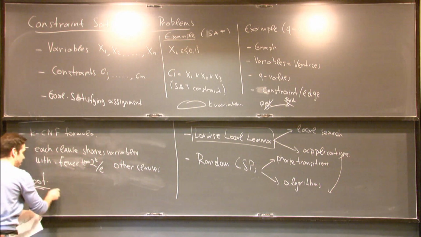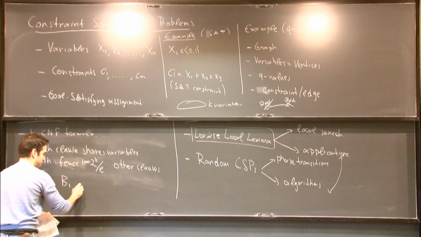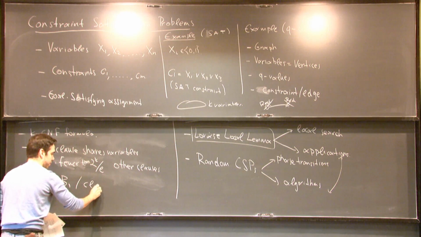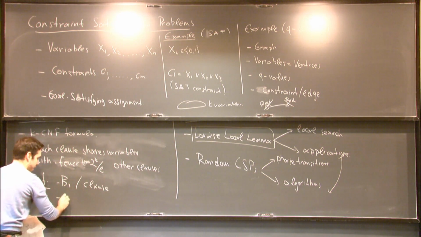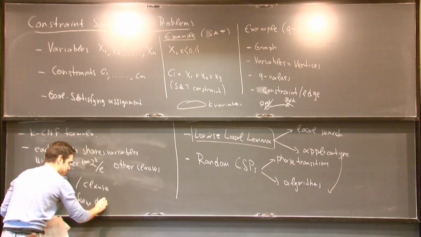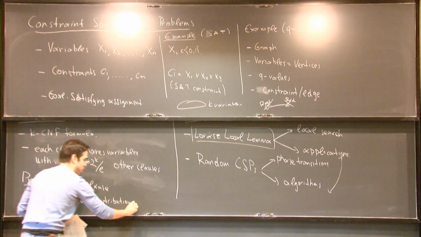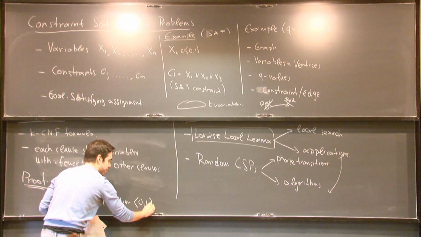Okay, so the proof. We have one bad event for each clause. And we want the uniform distribution over the binary cube.